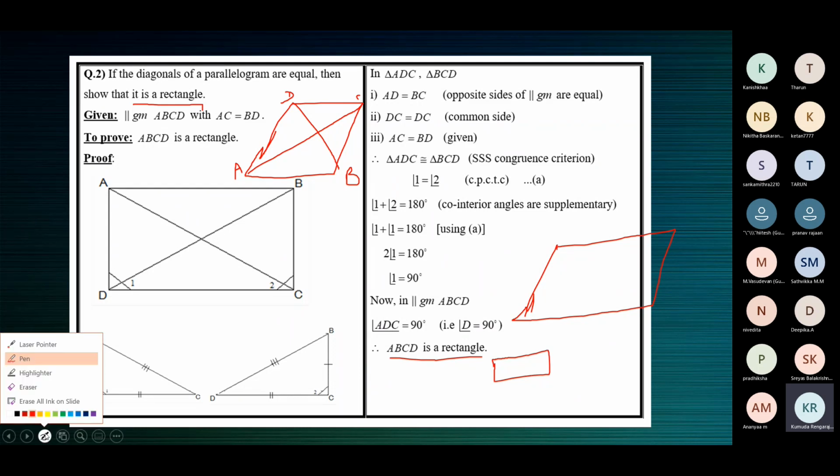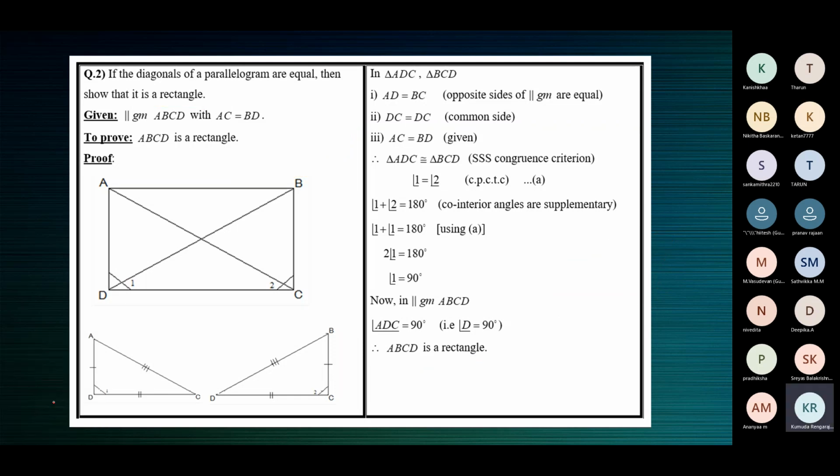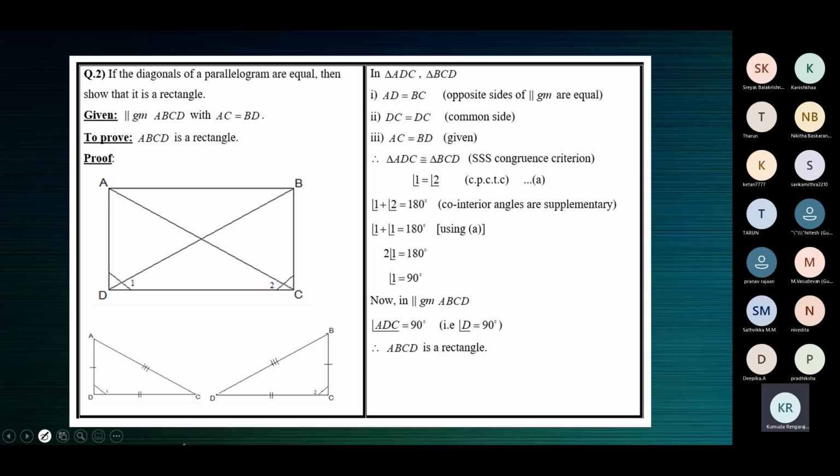You're going to prove that the quadrilateral is a rectangle. So ABCD should be drawn to look like a rectangle. Only then will that last line which you write be justified: therefore, ABCD is a rectangle.